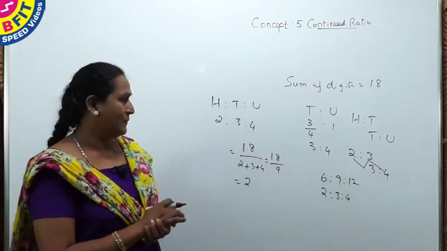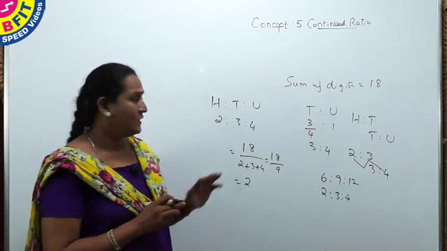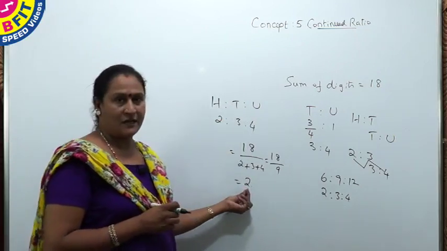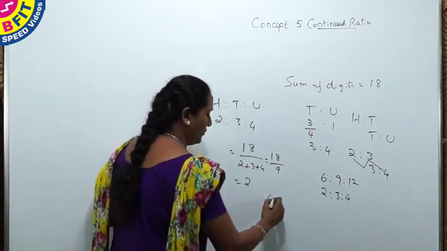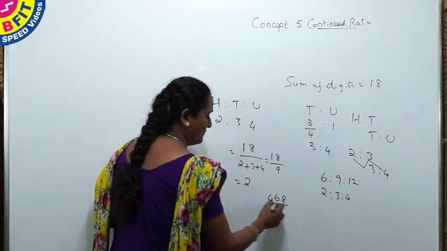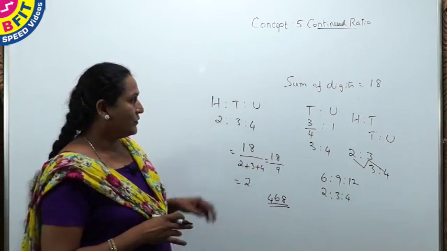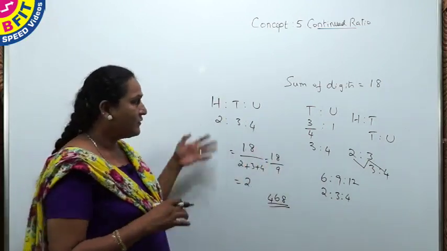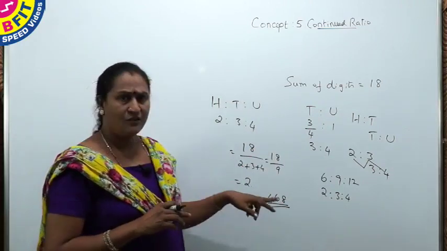So now what will be the number? The ratio for hundreds place is 2 parts, the ratio of tens place is 3, the ratio of units place is 4 parts. The number will be, multiply this value of one part with each place. So 2 into 2 it is 4, 2 into 3 it is 6, 2 into 4 it is 8. So the number given is 468. So using this combining of ratios or this continued ratio pattern, we have found the answer for this. So the number here is 468.